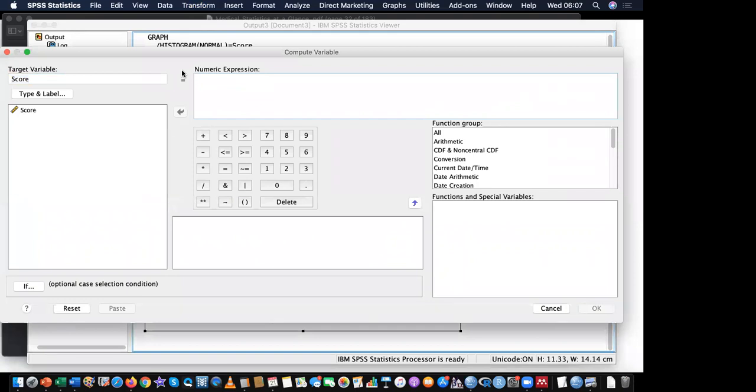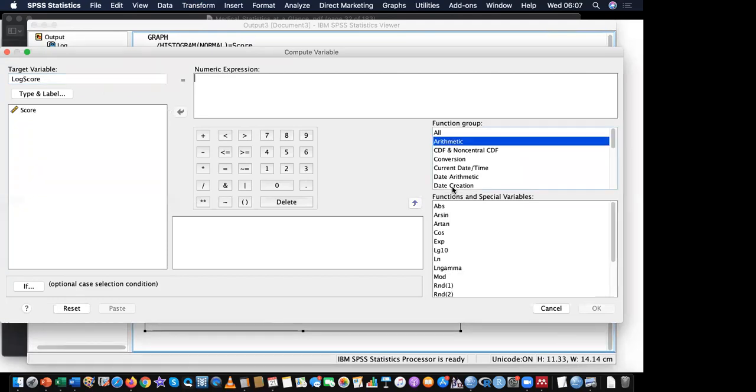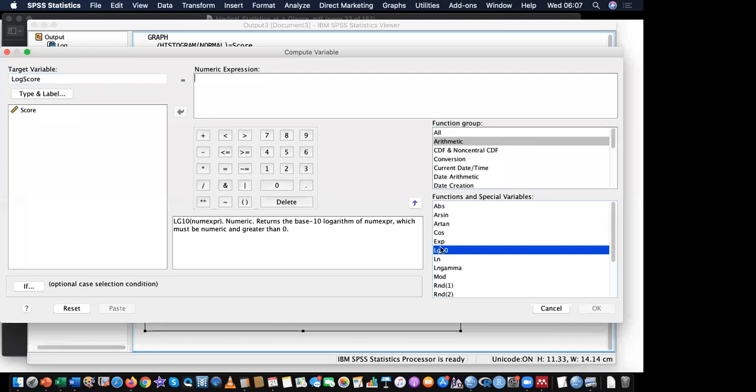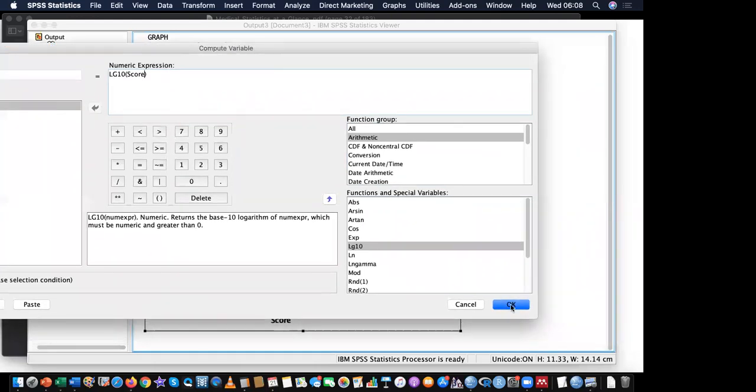I will calculate the logarithm of score. I'll give it a name, any name would be appropriate, but I decided to name it logarithm of score. And I will do the calculation logarithm on the base of 10. LG10 is the abbreviation in SPSS. Logarithm on the base of 10 of the variable score. Okay.